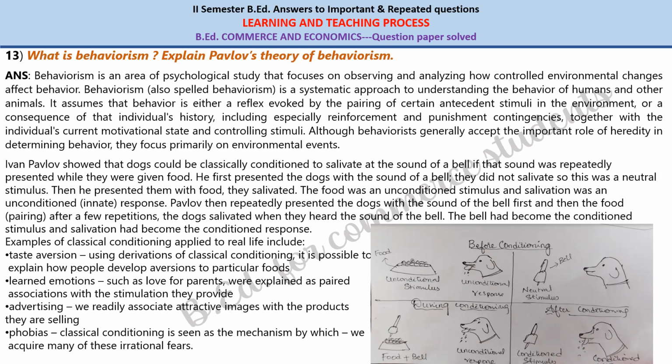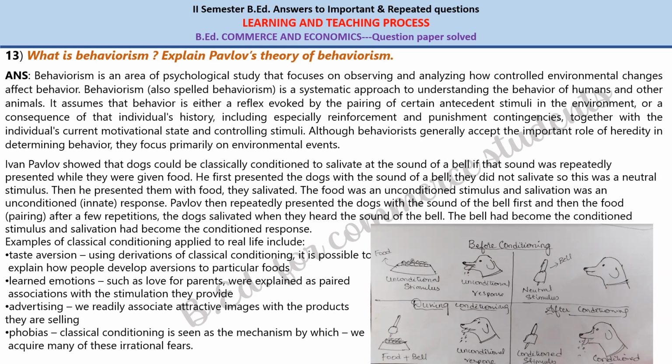Now, when they clubbed this together, this is the phase of conditioning. Food plus bell, they gave the food along with the bell, and then the dog started salivating. So the dog was so conditioned to hearing the bell along with the food that after a few days of experimentation, when the food was not presented and only the bell was rung, the dog started salivating. So this was classically conditioned. So this is the basic experiment that Ivan Pavlov conducted.